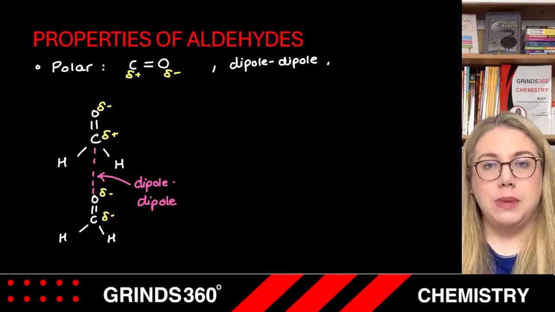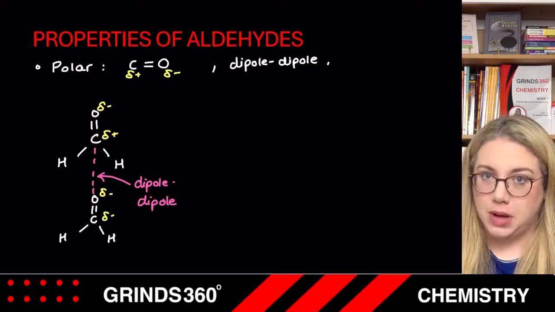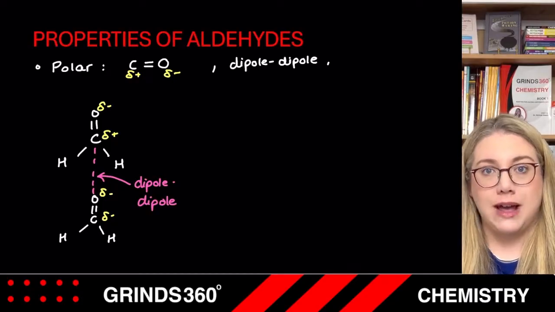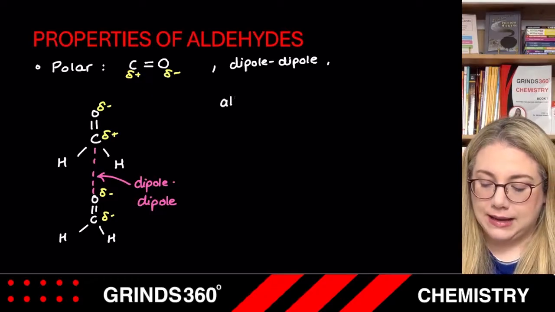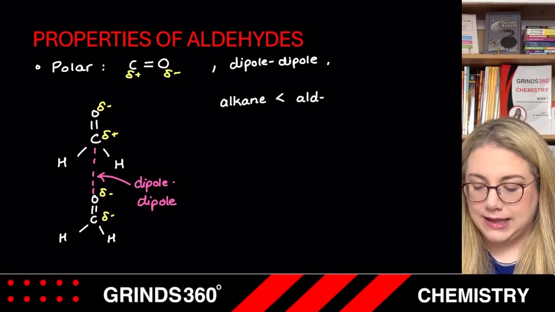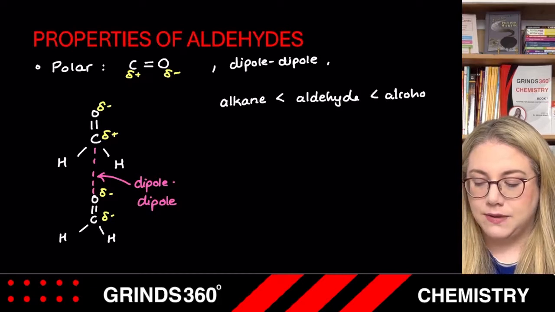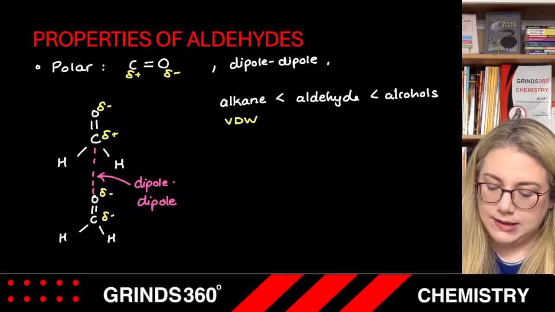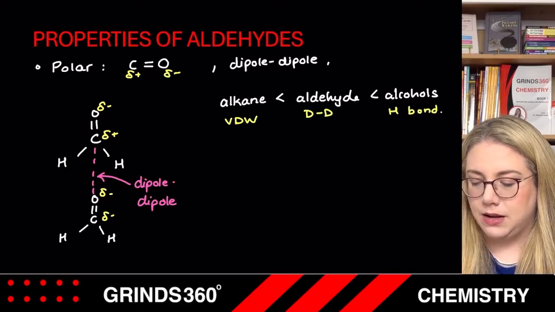But if I was to compare it to methanol, the alcohol, alcohols have hydrogen bonding. So that is a stronger intermolecular force, so methanol would have a higher boiling point than the aldehyde. So if I'm comparing alkanes, they will have the lowest boiling point. Then you have aldehydes in the middle. And then you have alcohols because of their difference in intermolecular forces. Your alkane only has van der Waals. Aldehydes will have dipole-dipole and hydrogen bonding in the alcohol.